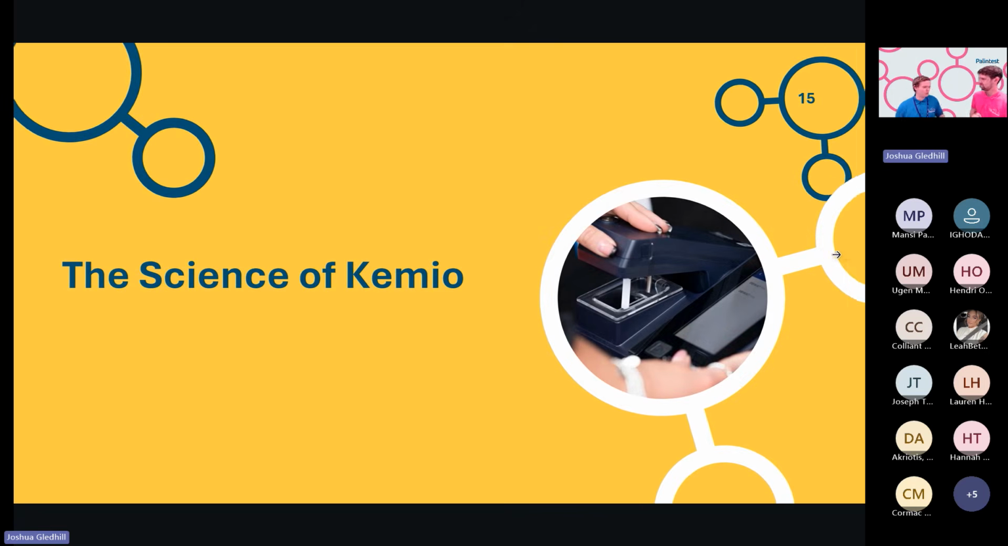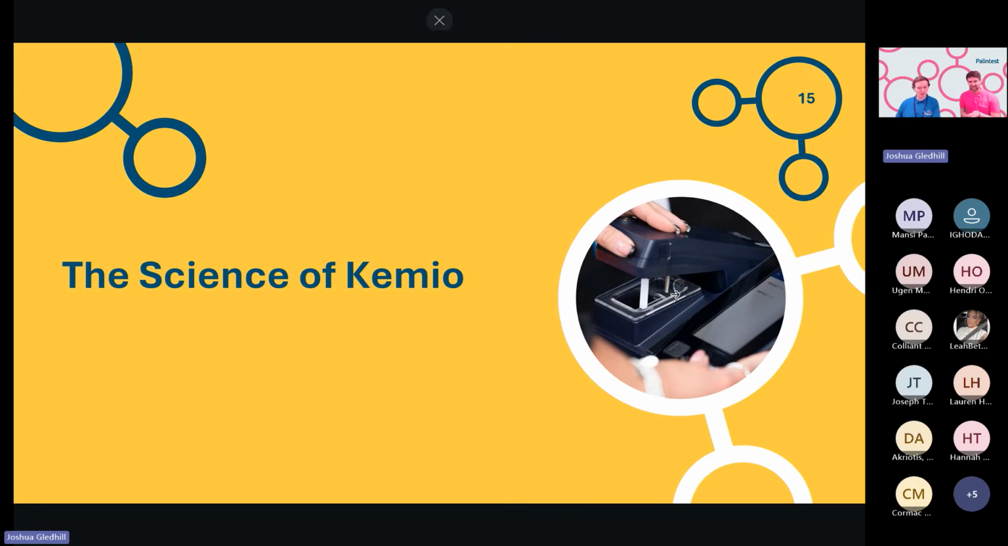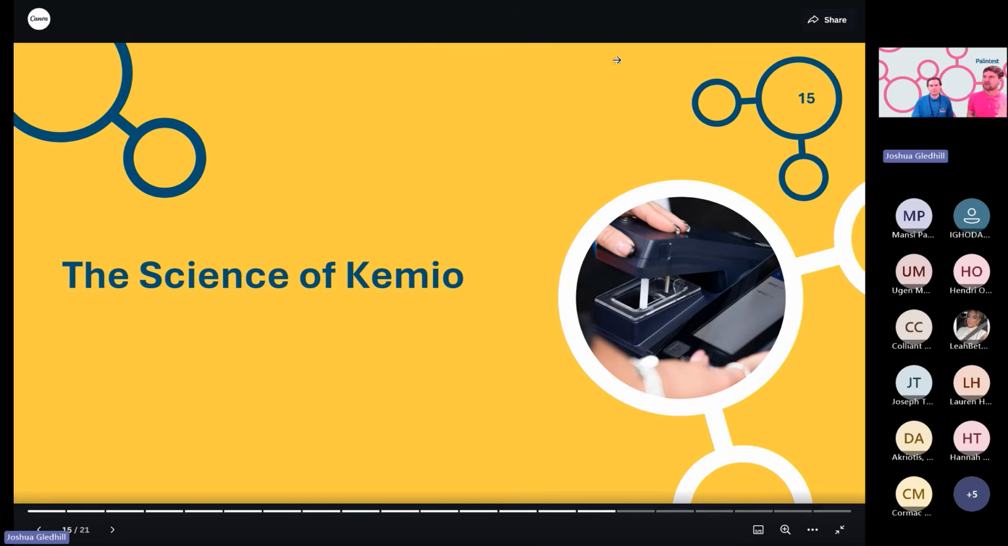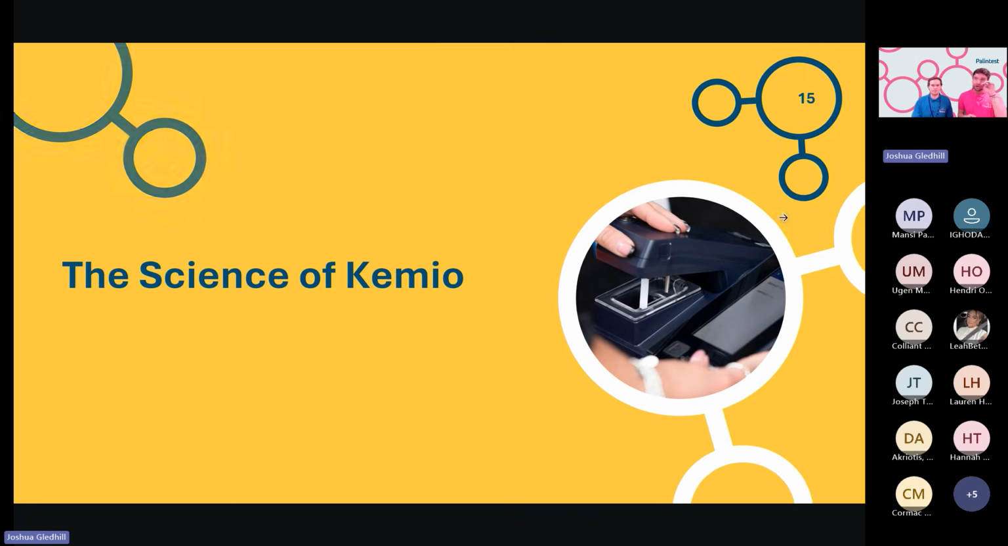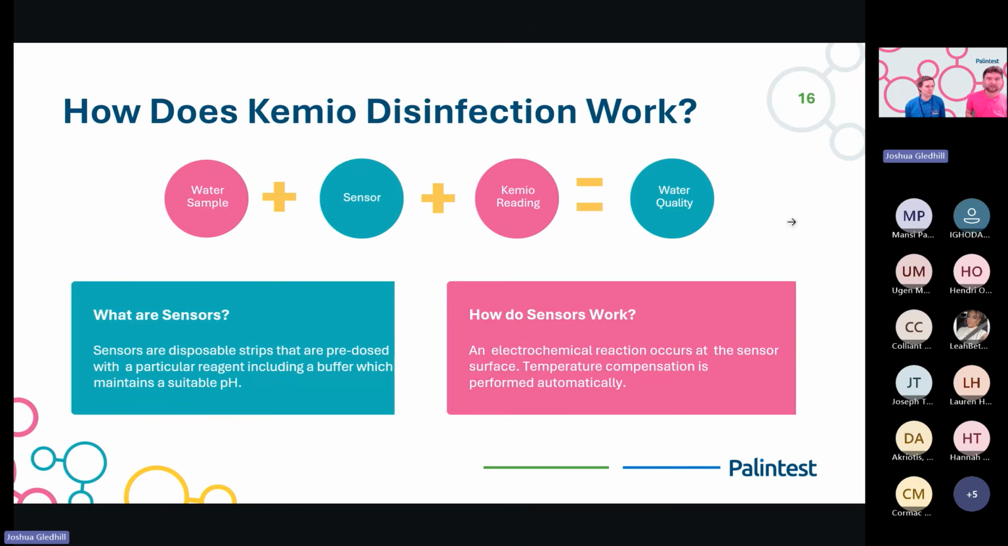I'll hand over to Josh, who's going to go through the science behind the Kemio instrument. Thank you so much, Tom. As Tom has shown, there's a variety of ways that Kemio can be used across a variety of applications.